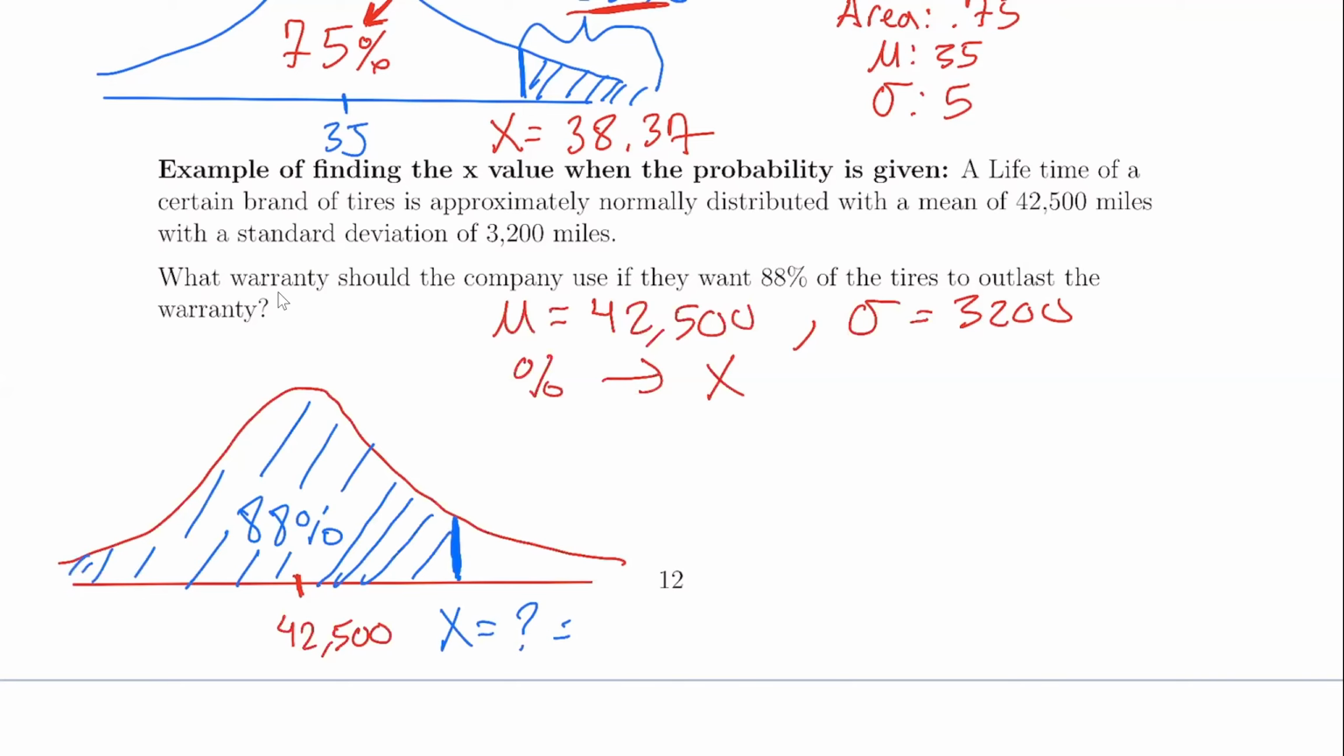If you think about it, we want 88% of the tires to outlast the warranty, or what? No. Yeah, so we want 88% of the tires to last that long, or whatever. No, yeah, that's wrong.